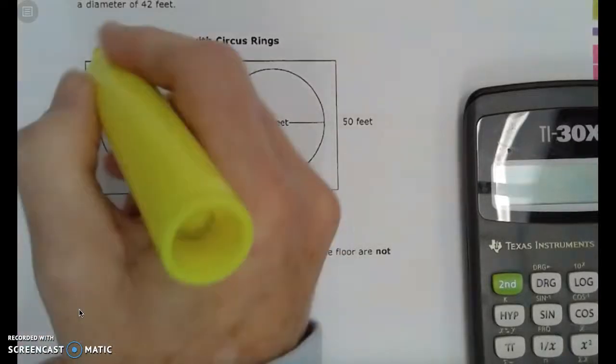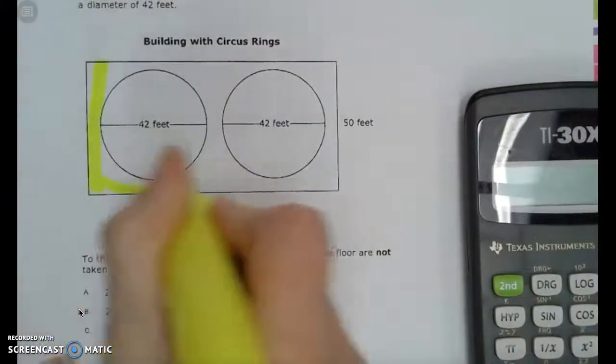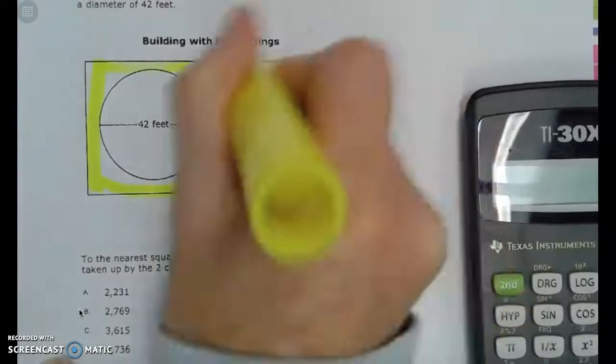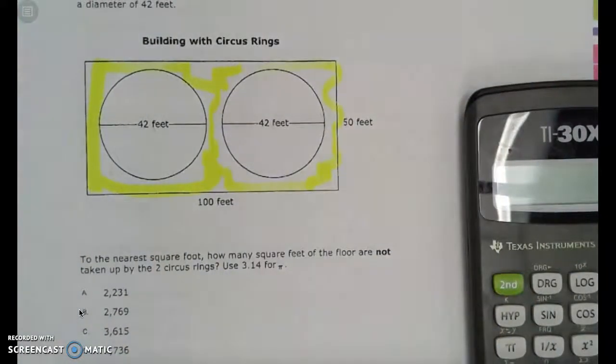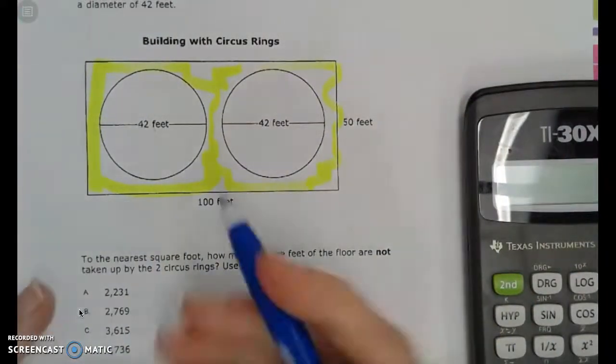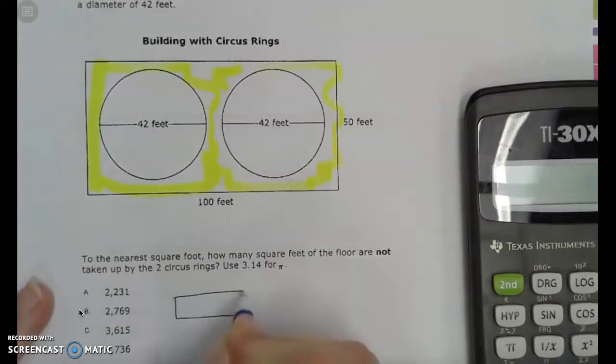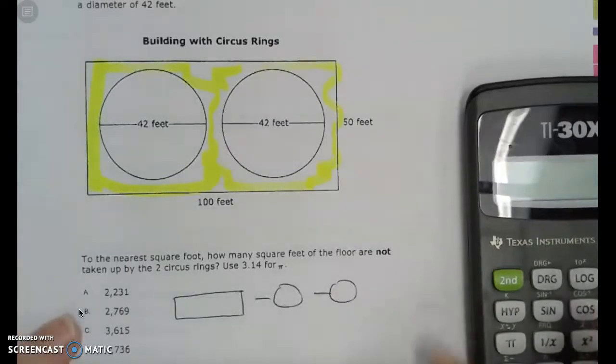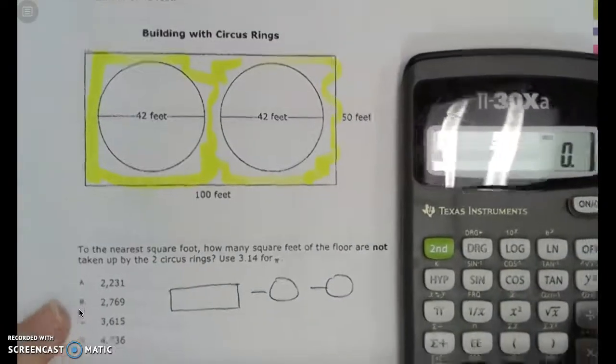So basically we're looking for, okay, what is this highlighted section? All this part that's not covered, what is that going to equal? The way I think about this is we're going to take that whole rectangle, subtract out one circle, and then subtract out another circle. To me, that is the easiest way to think about that.